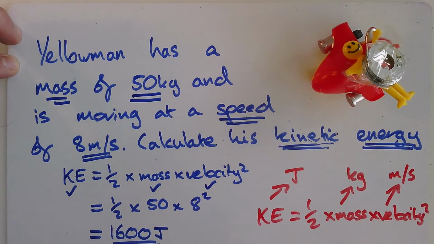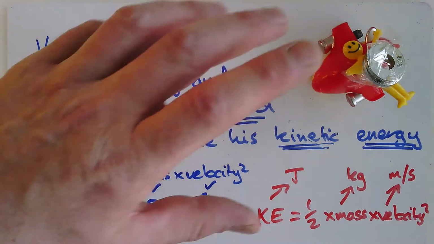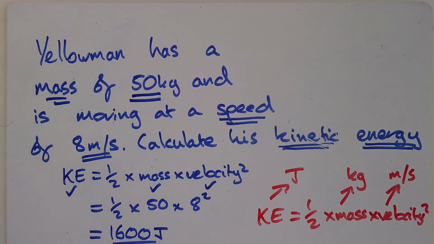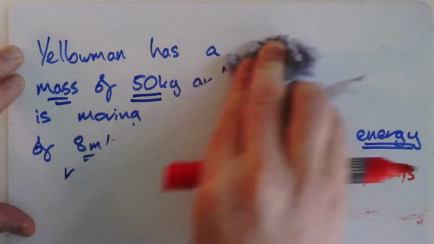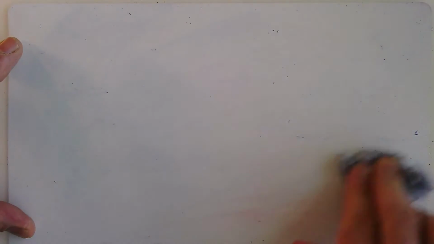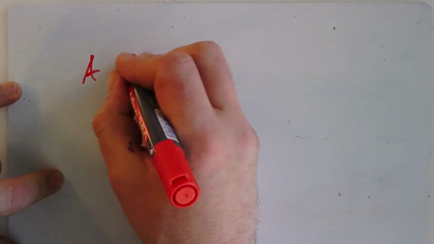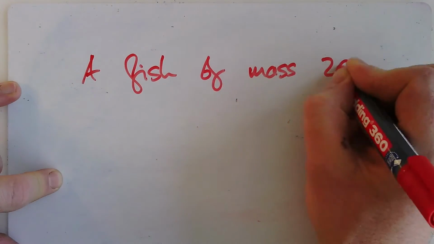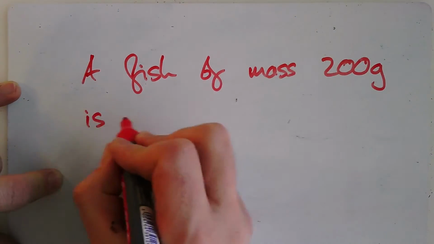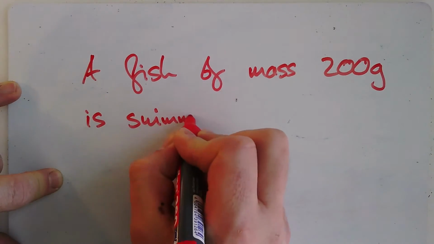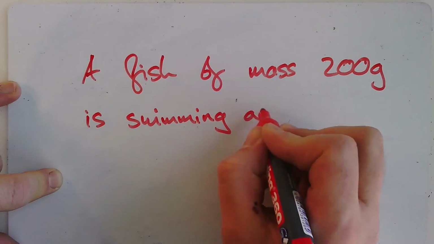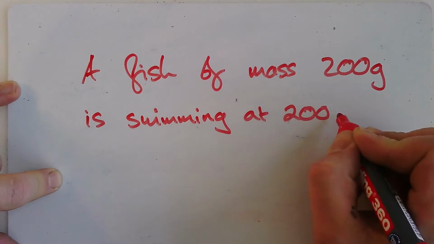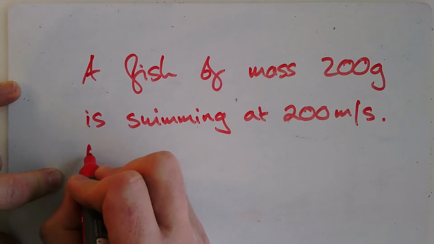And I think we need to have a look at an example of what I'm talking about. Okay, so let's ditch Yellow Man. Let's clean this board and go with a slightly different example. A fish of mass 200 grams is swimming at 200 meters per second. Find its KE.